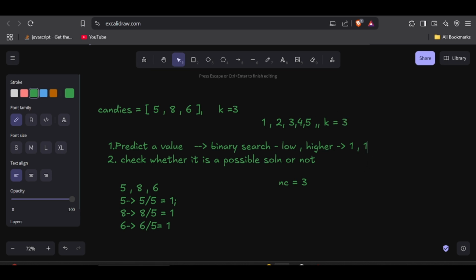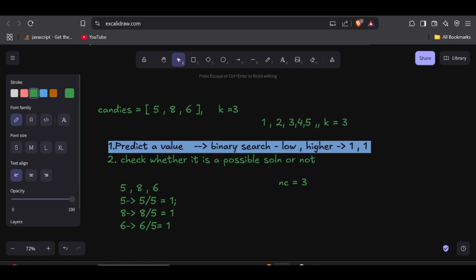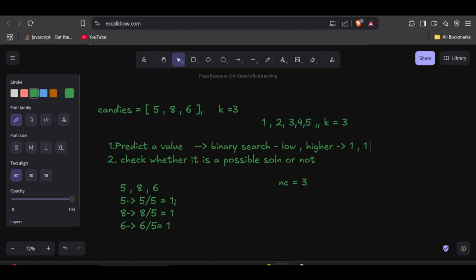So 1 will be my solution if it is possible. But actually in this question, if I take 3 candies from this index, 3 candies from the next index, and 3 candies from the next index, it is a possible solution, and I can give these 3 candies to each of the children. So in this question 3 will be my solution, but we predicted the wrong value of the highest one.